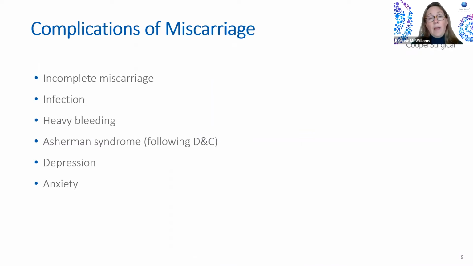Miscarriage is common, and miscarriage commonly has complications, both physical and psychologic. On the physical side, some complications include, but are not limited to, incomplete miscarriage, infection, heavy bleeding, and Asherman syndrome, which is scarring of the uterus that can follow dilatation and curettage for medical management of incomplete miscarriage. On the psychologic spectrum, both depression and anxiety are quite common following a miscarriage event.